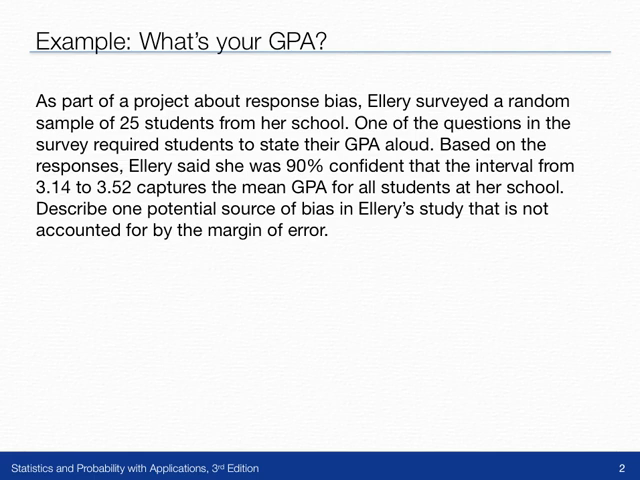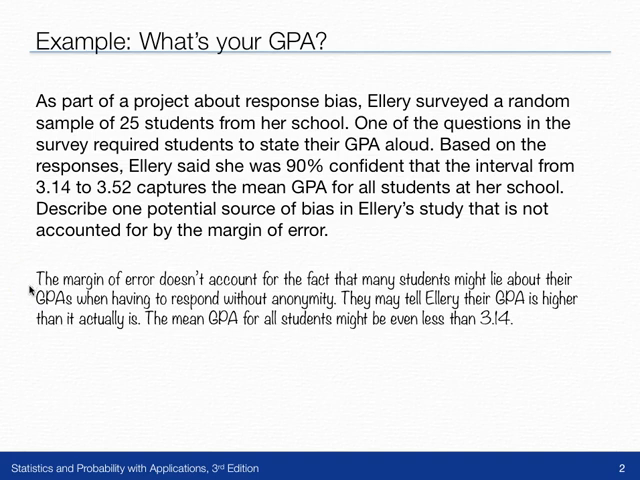Based on the responses, Ellery said she was 90% confident that the interval from 3.14 to 3.52 captures the mean GPA for all students at her school. We want to know if there could be a potential source of bias in Ellery's study that is not accounted for by the margin of error. So what the margin of error accounts for is sampling variability. But if there was some bias in the way the survey was collecting responses, then it's possible that this interval doesn't even contain the true mean.